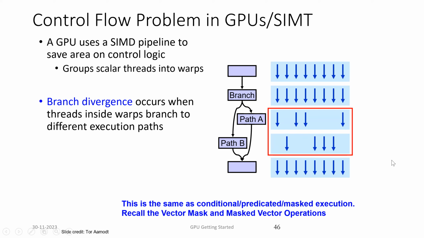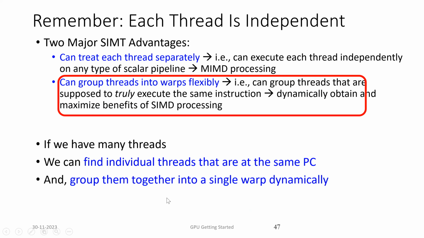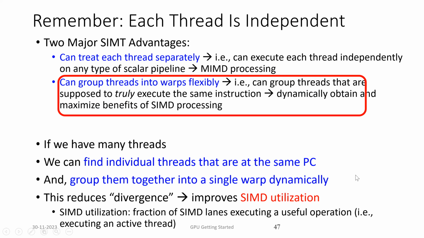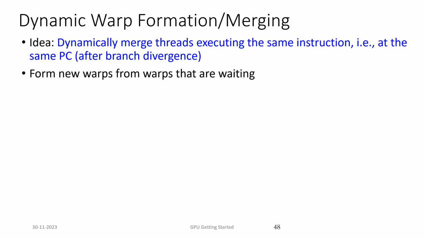Now how do we handle this problem? With masking. Let me go to the next slide. So this is called masking, and we can also do dynamic warp formation, right? New warps will be formed.